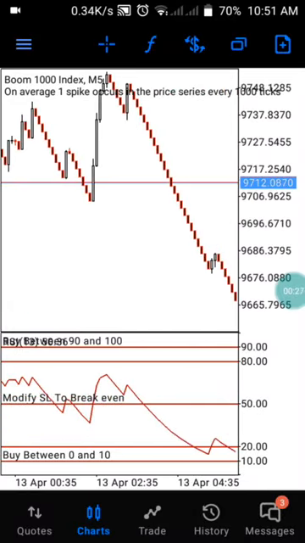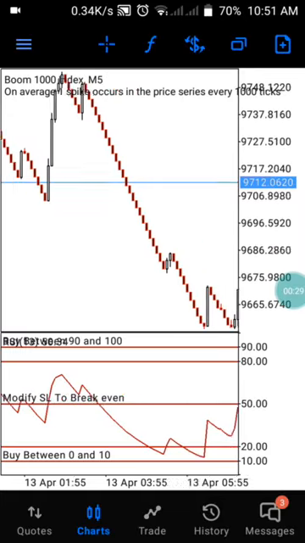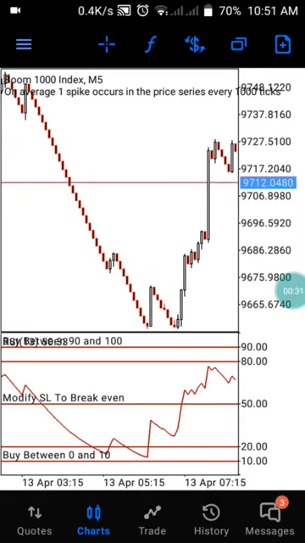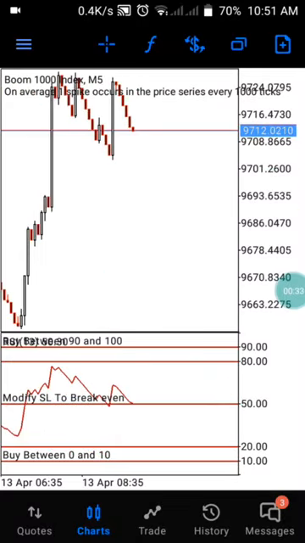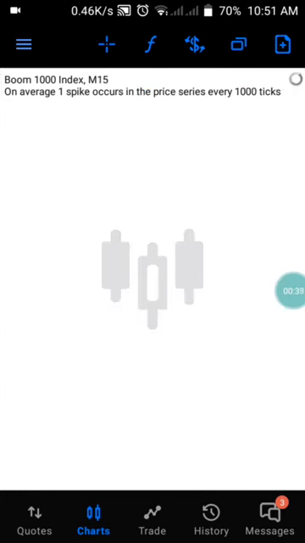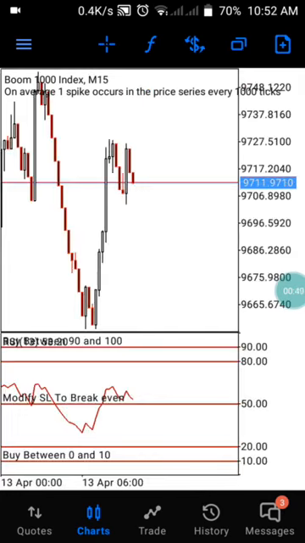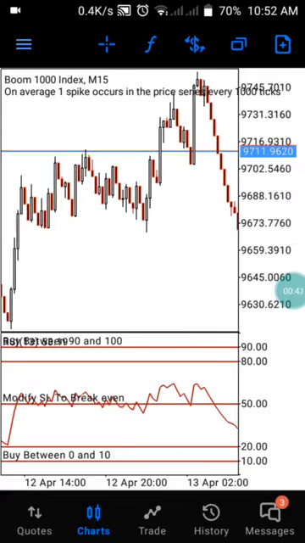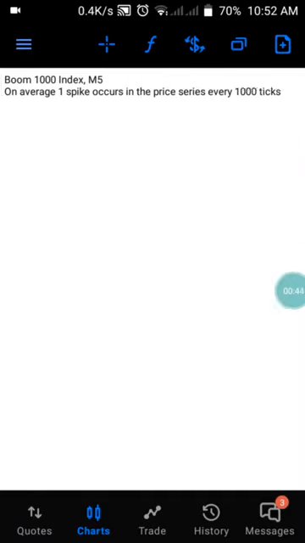As you can see, we are in 1000 on 5 minute time frames. What I like most is to trade on 5 minute and 15 minute time frames. So I'm going to show you now. This is my 15 minute time frame. So I love to trade most in 5 minute and 15 minute time frames.